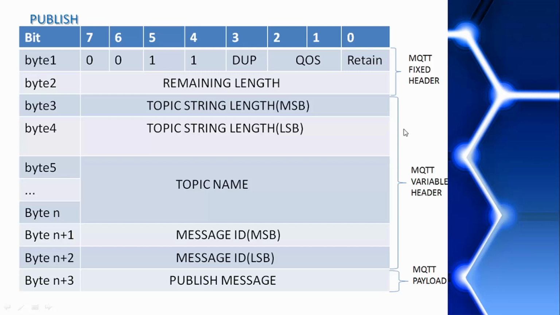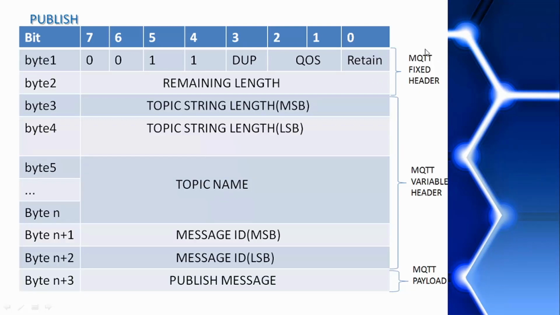The control packet type of publish is 3. So that's why the first 4 bits are written as 0011. And as we have seen in the previous lecture, in the publish command the control type flag bits are subdivided into DUP, QoS and retain. And the second byte is the remaining length. These 2 bytes make up the fixed header.